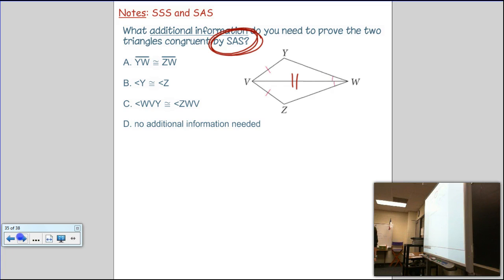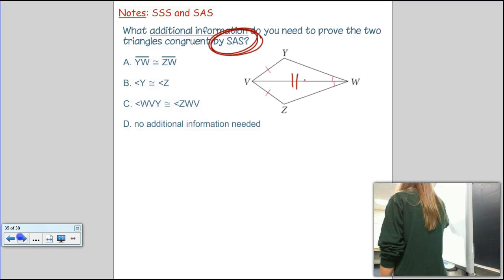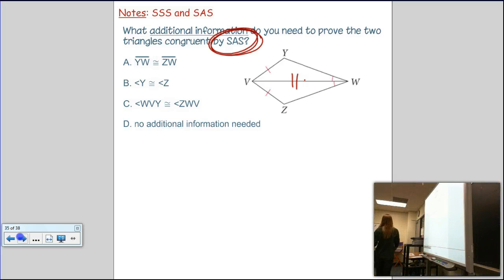Okay, now we need this to be side angle side. Which side would we need for it to spell side angle side? Side angle side. We would need YW to be congruent to ZW. Which answer choice is that?